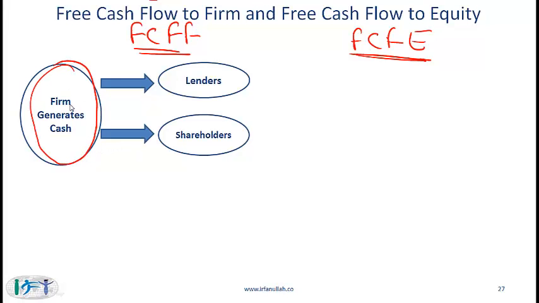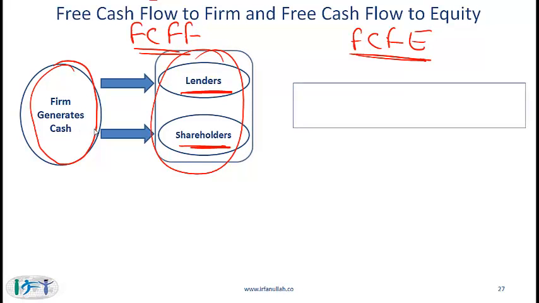A firm generates cash. So let's say there are revenues and then a company pays off all its expenses. Who does the cash belong to? The lenders and the shareholders, in a sense, these are the investors. They have a claim against the cash that the firm generates. Free cash flow to firm is essentially the cash which is available to all the suppliers of capital. The lenders, these might be bondholders for example, and the shareholders.